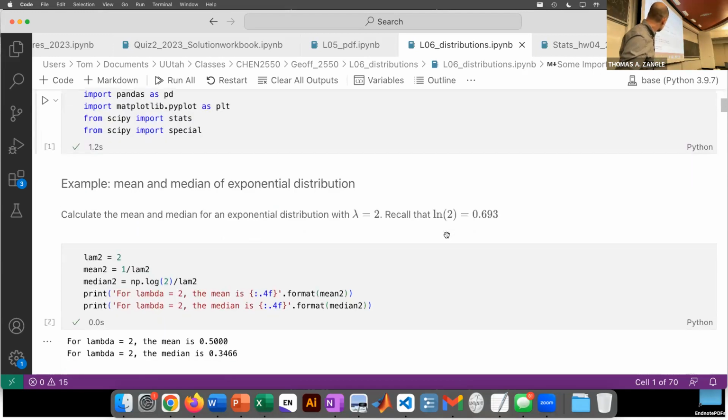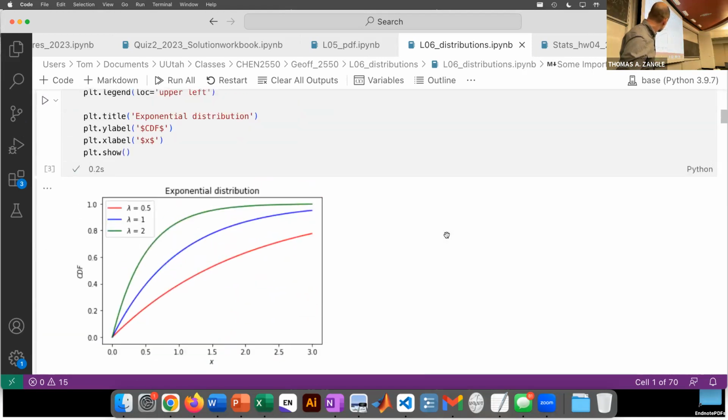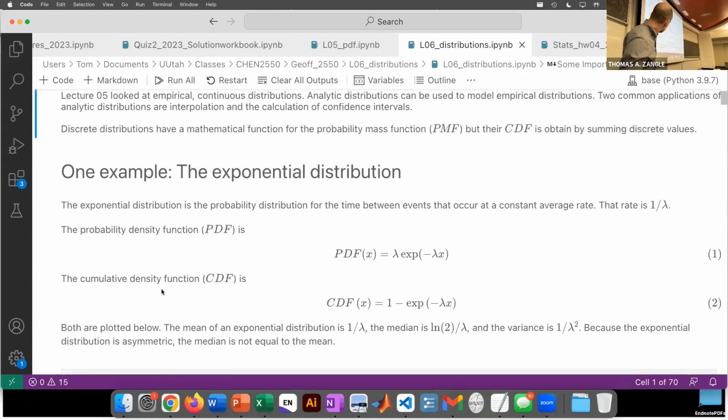And we can plot these. Okay, and these are plotted. So the CDF is plotted down below, in this section here, for different values of lambda. I'm just going to go back up in our notes.